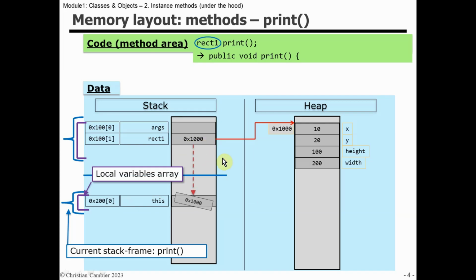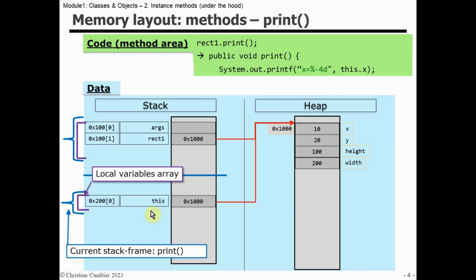This will result in this reference variable referring to the same object. We call this the this pointer. And this allows then to access that object from a different location in the code memory, namely the print method. So print has now access to that object. Okay. The stack frame for the print method is now set up because there are no parameters.